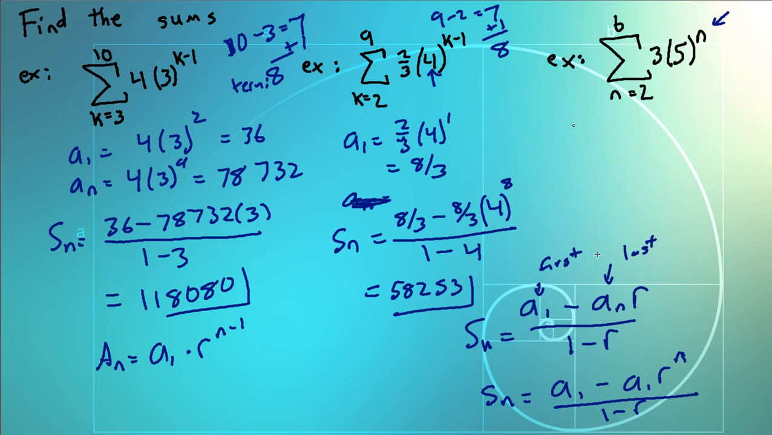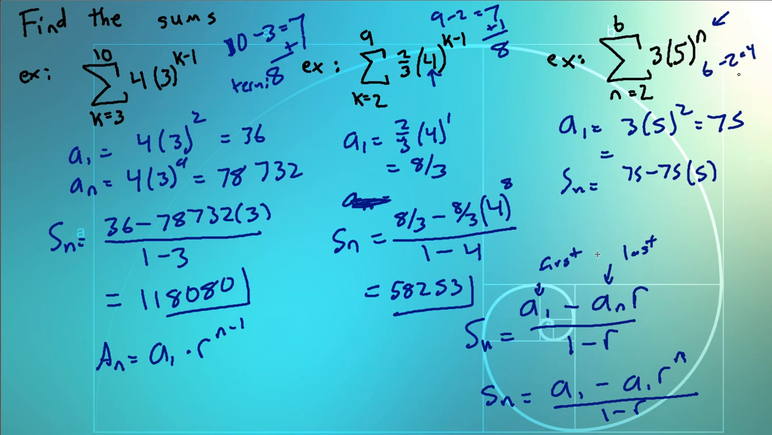Okay, and the last one. So A1 is going to be 3 times 25, that's 75. And then let's go ahead and use that second formula again. So our sum will be 75 minus 75. Our ratio is 5. And then n, well, let's see here. 6 minus 2 is 4. So one more than that gives us 5 terms. So there are 5 terms in this.